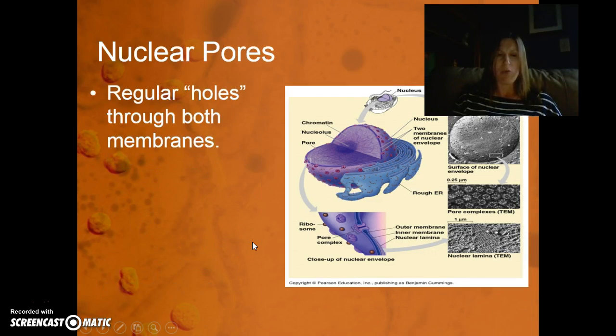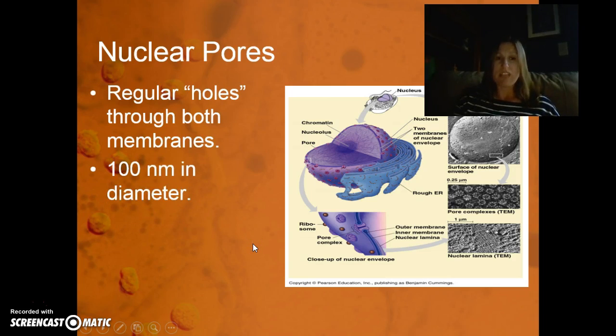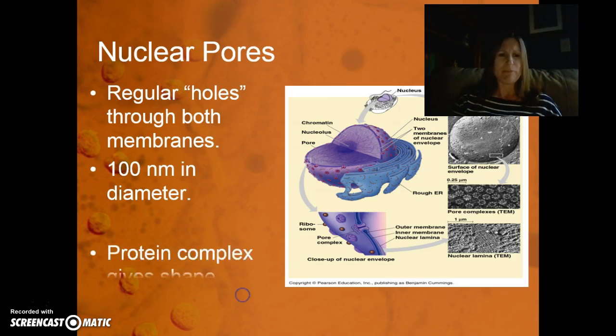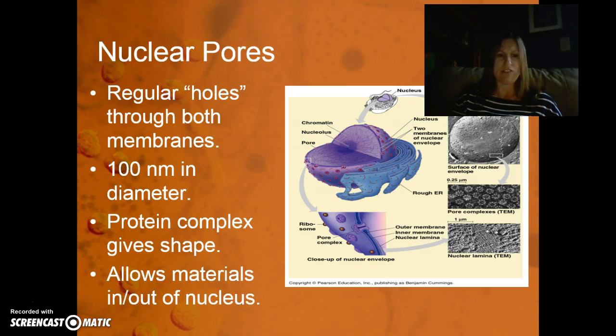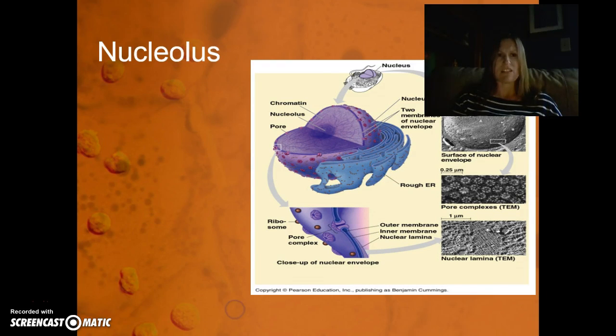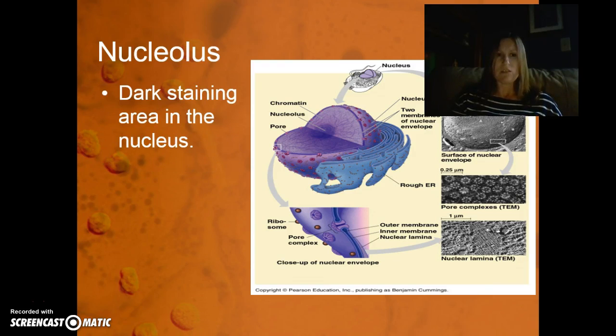It contains nuclear pores, I said poles, good gravy, pores, that are regular holes through both membranes. These pores are only 100 nanometers in diameter. Remember, a nanometer is 10 to the negative 9th of a meter. We're talking ridiculously small here. Again, the protein complex gives shape to these pores and to the nuclear envelope. These pores are what allow materials in or out of the nucleus. So we're going to have pretty tight security here because the nucleus contains DNA and we want to have tight security.